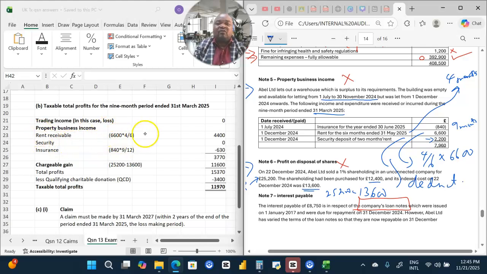So the rent receivable was for 4 months, 4 months over 6. This is what we indicated there. 4 months over 6 multiplied by the rent received. I mean, it need not have been received. Remember that the actual basis, isn't it? So actual basis doesn't mean that it was actually received. Even if it wasn't received, but it was due, the taxman is going to tax you. So it is a rent receivable. That's 4 over 6 multiplied by 6,600, and you get your 4,400 there.